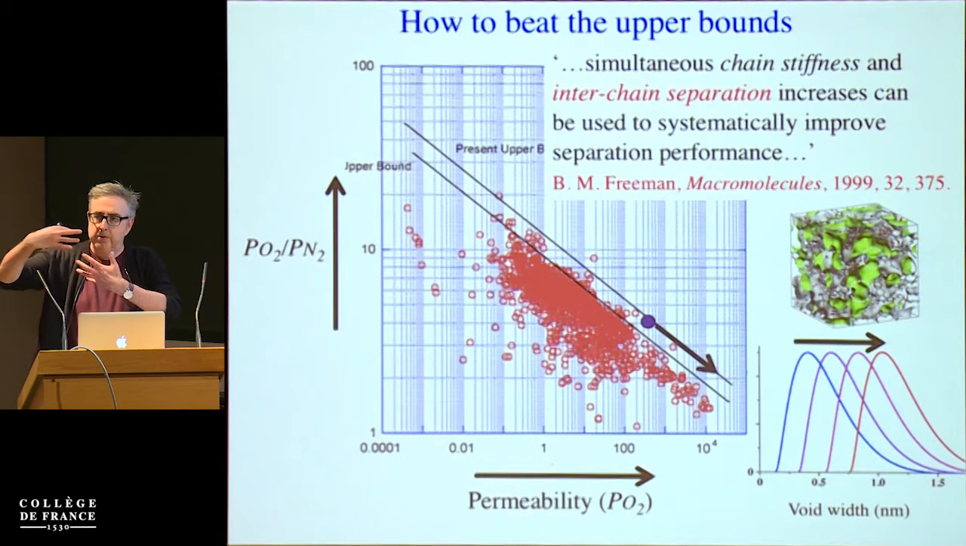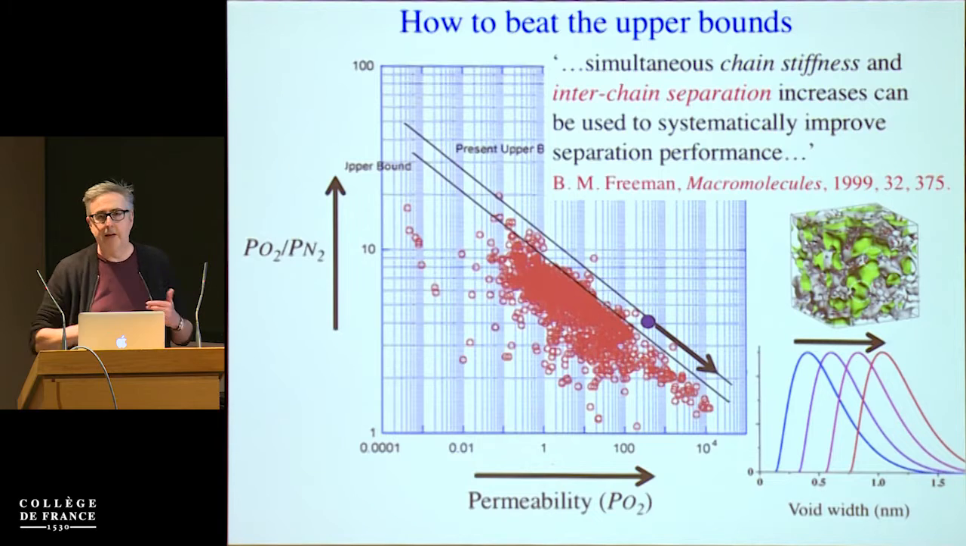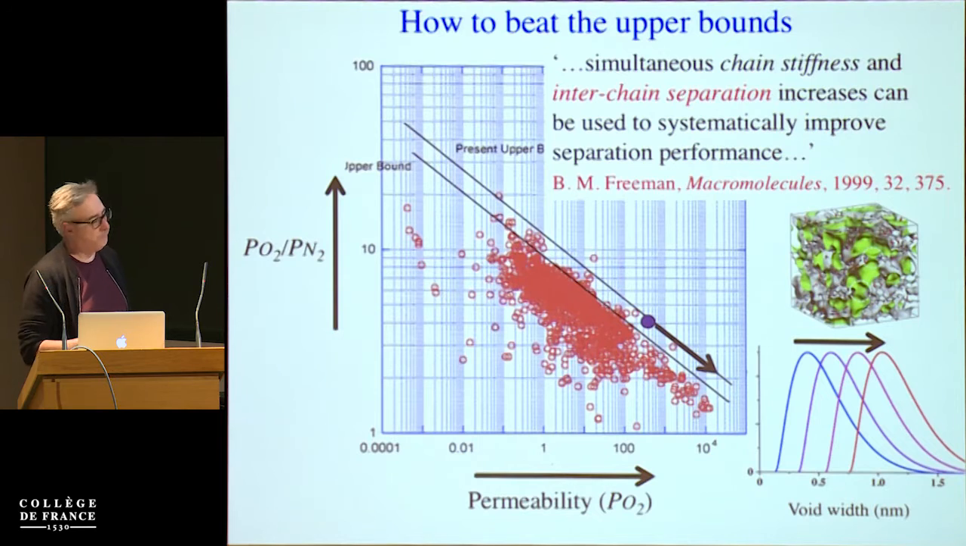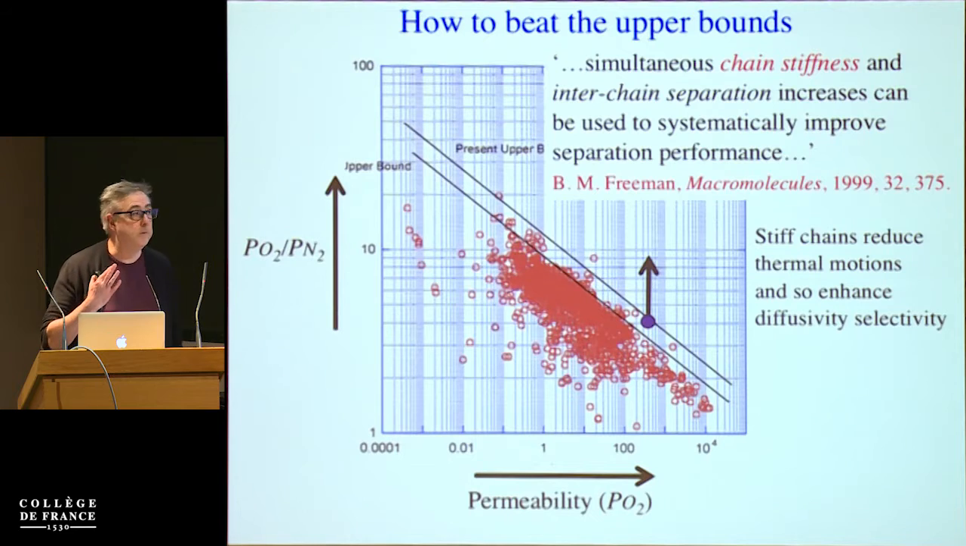If you increase the distance between the polymer chains, you're going to get more free volume and you're going to increase the permeability. So you'll be sliding down the upper bound because your distribution of free volume will be getting larger. Your selectivity will also go down because there will be much more connectivity and much larger pores. So that's interesting, but not all that great, because there are lots of highly permeable polymers known.